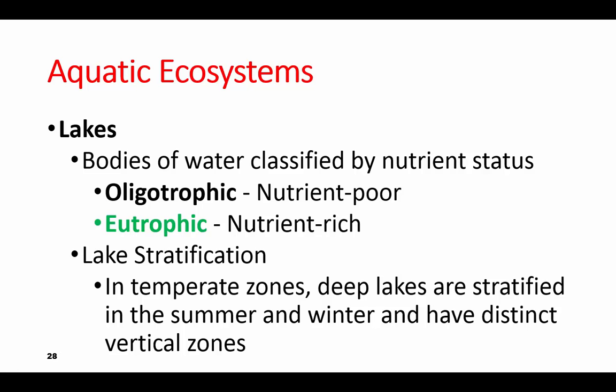Now, lakes. We classify lakes by what kind of nutrients and how many nutrients we find there. If they're very low productive, not many nutrients at all, we call them oligotrophic. If they are eutrophic, they have high productivity and are very nutrient rich. Now, lakes will stratify or layer.